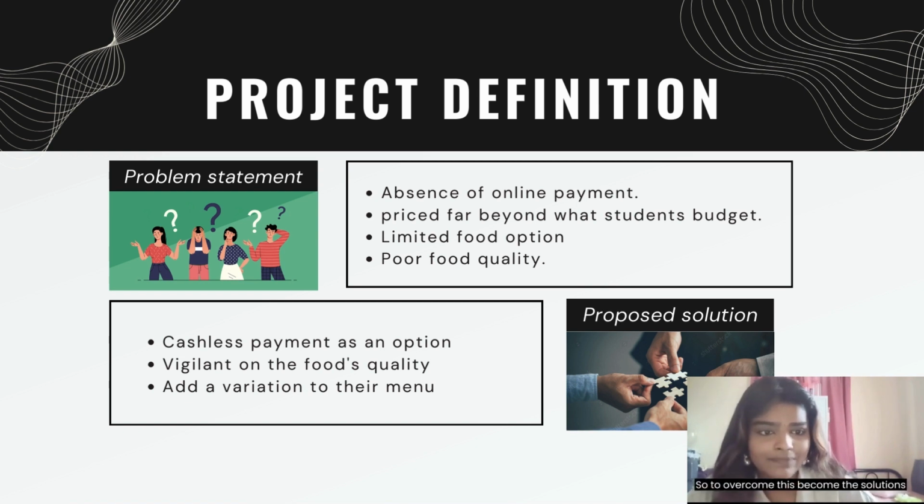So, to overcome this, we come with the solutions, which are cashless payment as an option, such as QR or online payment. Next is being vigilant on the food's quality. Lastly, add variation to the menu.